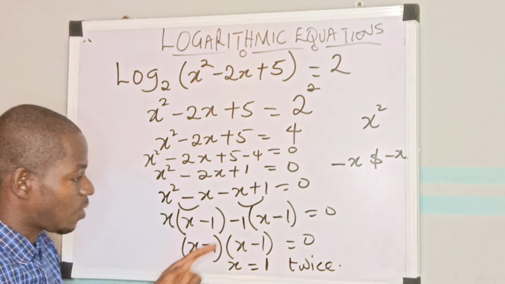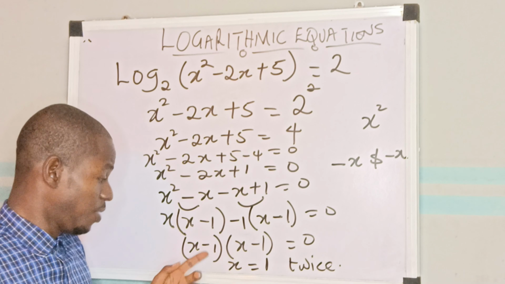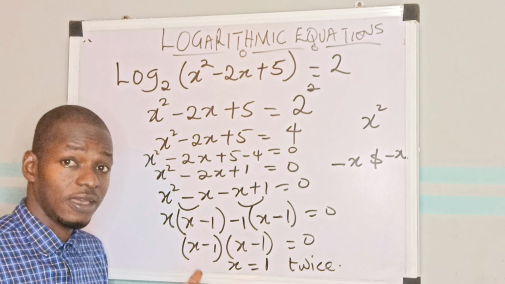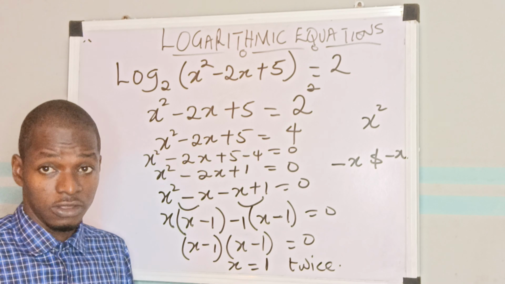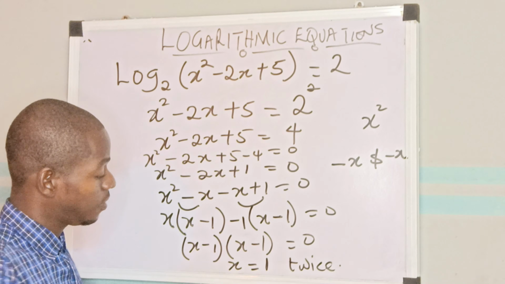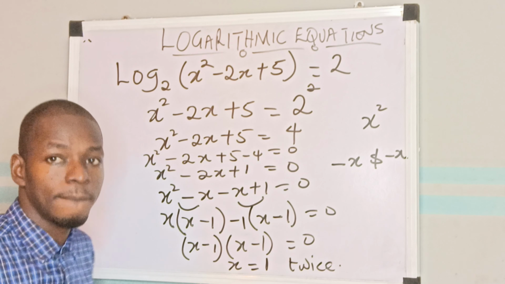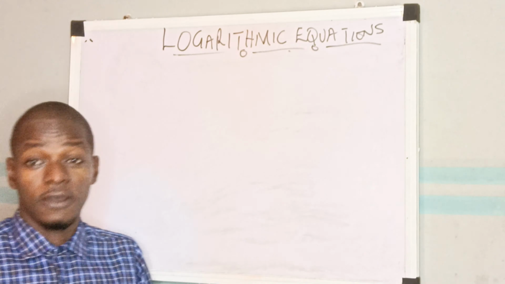That's x minus 1 equals 0. You solve it, x minus 1 equals 0. When you add 1 to both sides, our x becomes 1 twice. So that's the answer to this logarithmic equation. The value of x here is 1. All right, that's that for example 1.